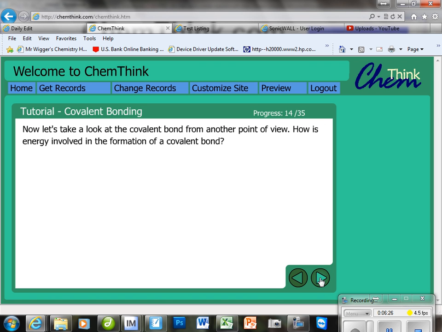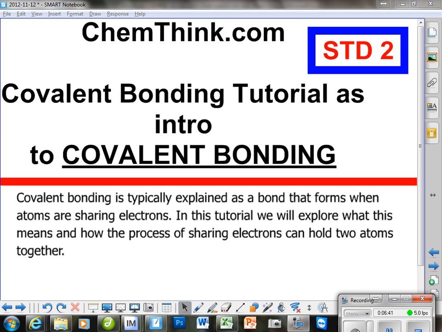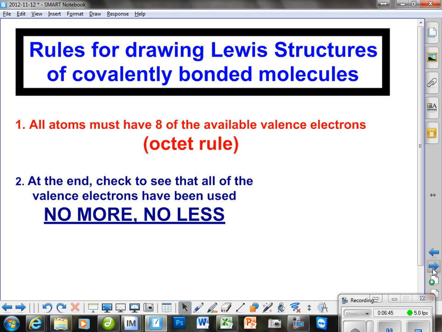So let's take a look at covalent bond from a different point of view. We're not going to do that. I'm going to continue right into building ionic molecules and show you how that's done. So we're going to go back to the screen that we just left, and we're going to go on and actually build molecules. But first of all, you have to know two very important rules. Fortunately, there's not that many.